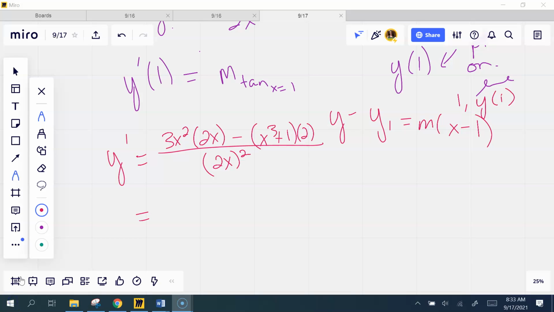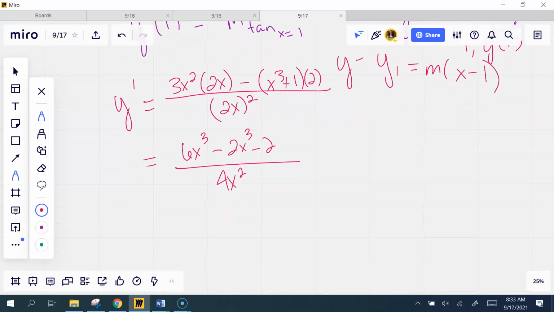All right, up top, whenever I simplify, I get 6x. Yes, I agree, because it's just algebra. It's just 2x to the third minus 2. Watch these signs up top. That's where most people mess up. Over, it's not 2x squared, it is 4x squared. Make sure you square the coefficient there as well.